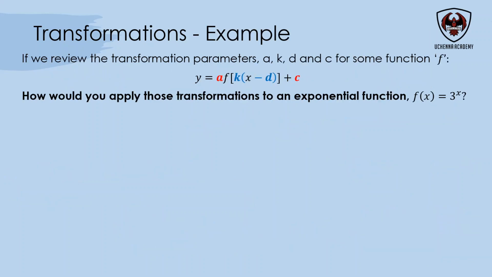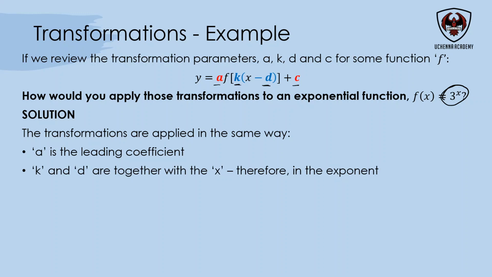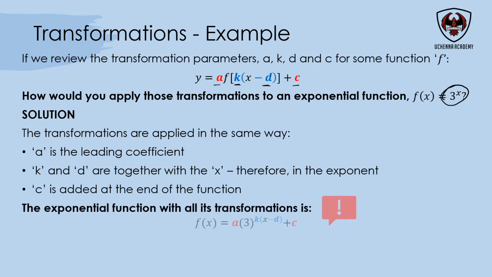So let's actually look at a transformation, and that's 3 to the exponent x. And let's go ahead and try and apply these transformations to 3 to the exponent x. What would it look like? So let's go ahead and write down 3 to the exponent x. And A is the leading coefficient, so that's going to stay at the front. Why wouldn't it? It's going to stay at the very front of the function. K and D are together with the x. Therefore, they're going to be in the exponent because exponential functions have an x in the exponent. And then C is just going to be added at the end of the function. So the exponential function will look like this.